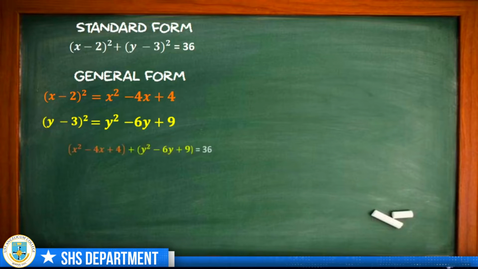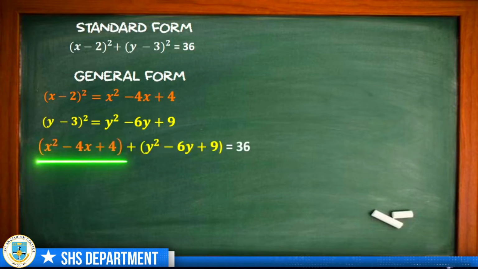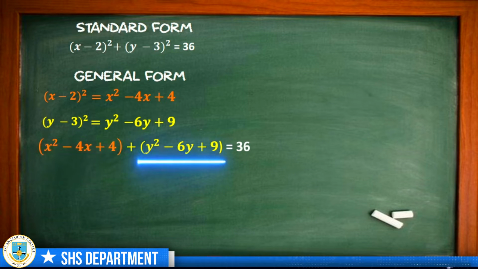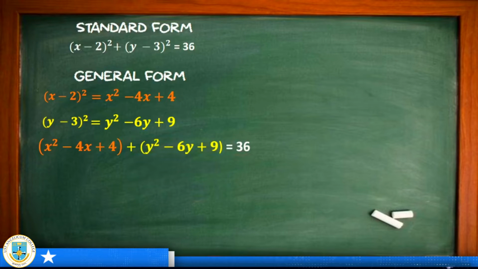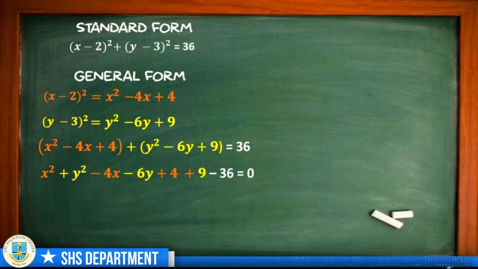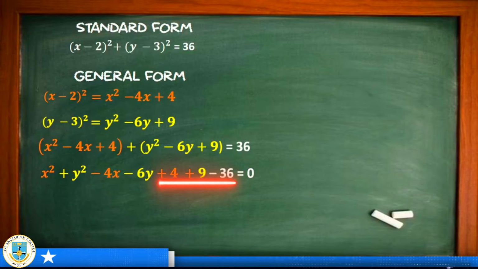Next, we combine the answer. So we have x squared minus 4x plus 4 plus the quantity of y squared minus 6y plus 9 is equal to 36. So now, the next step is for us to remove the parentheses and then follow the format of the general form. So we have x squared plus y squared minus 4x minus 6y plus the constant, 4 plus 9 minus 36, is equal to 0. So we combine all the constants.